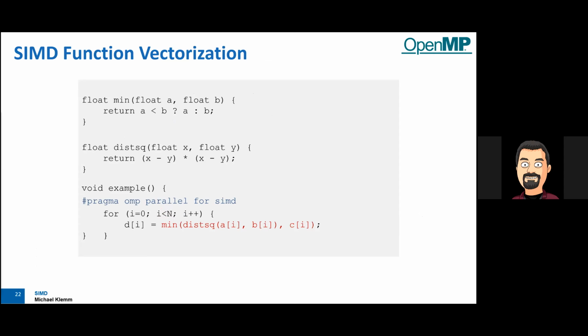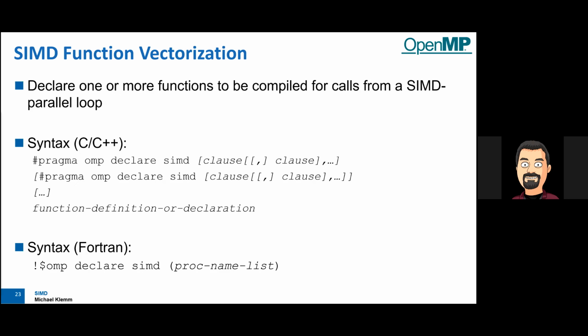Now, for minimum, maximum, sine, cosine, and that kind of stuff coming from the math library, there's a pretty good chance that the compiler will have a SIMD version of those functions. But for something like a Euclidean distance that is programmed by the user, the compiler will likely not have a function from its runtime library. So what you can do is, in OpenMP, you can actually declare a function to tell the compiler it should create a SIMD version of that function.